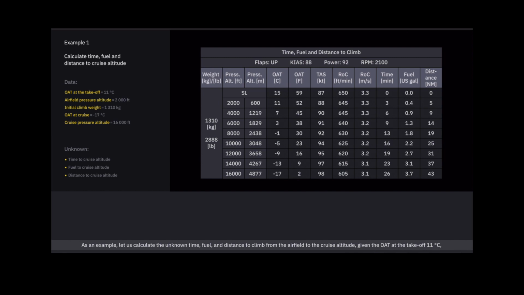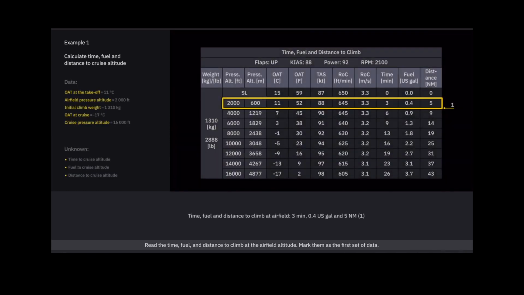As an example, let us calculate the unknown time, fuel, and distance to climb from the airfield to the cruise altitude. Given the outside air temperature at the takeoff, 11 degrees Celsius, airfield pressure altitude, 2,000 feet, initial climb weight, 1,310 kilograms, outside air temperature at cruise, minus 17 degrees Celsius, and a cruise altitude, 16,000 feet. To see the solution, proceed to the next slide.